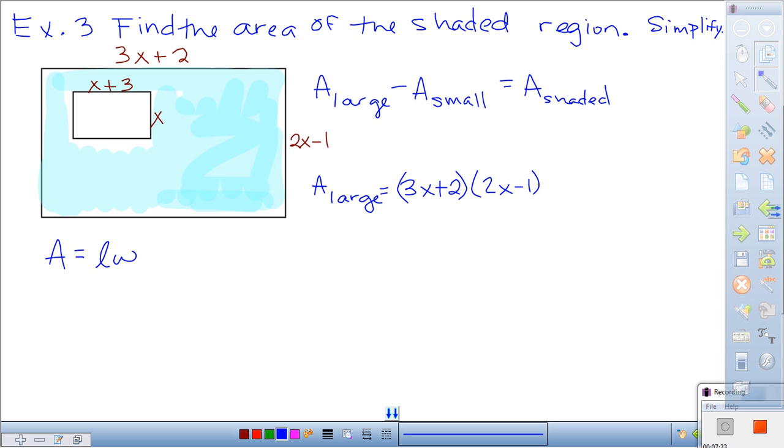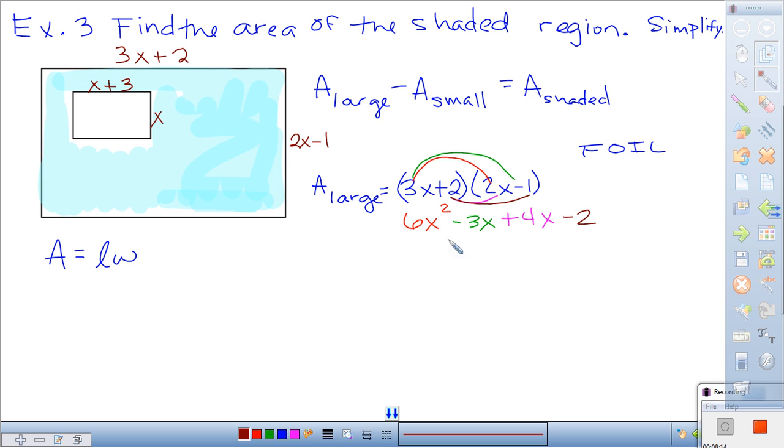Now this should look very familiar since we just did something exactly like that. So we're going to do exactly what we've been doing, which is FOILing. We'll start with our first, outer, inner, and last. So we'll do our first times our first, 3x times 2x, which is 6x squared. Then we have our outer, 3x times negative 1, which is negative 3x. Then we have our inner, 2 times 2x, which is a positive 4x. And finally, the last term, 2 times negative 1, which is negative 2.